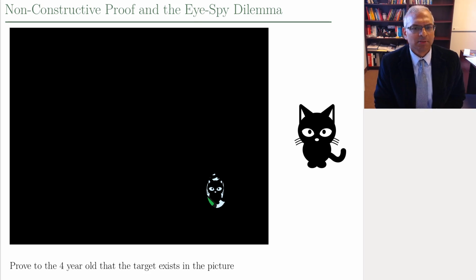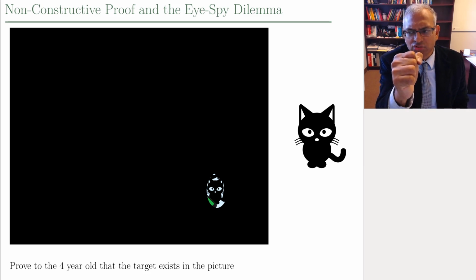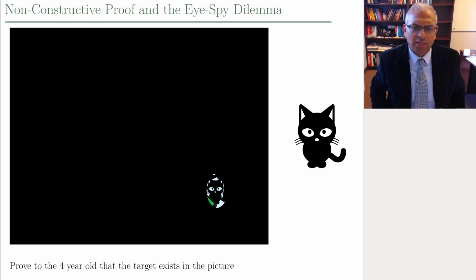There, look. Now, do you believe me? The black cat exists in this picture. So I've taken this X-ray lens on top of this black cloth and put it right on top of the cat. And I'm now showing you that the cat exists. So now you know that the cat exists.